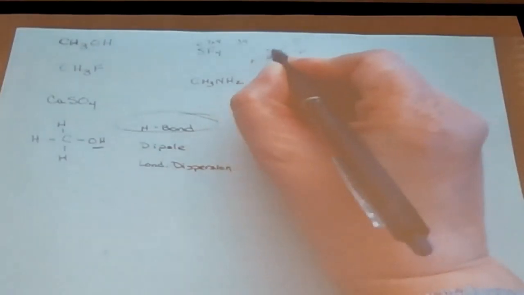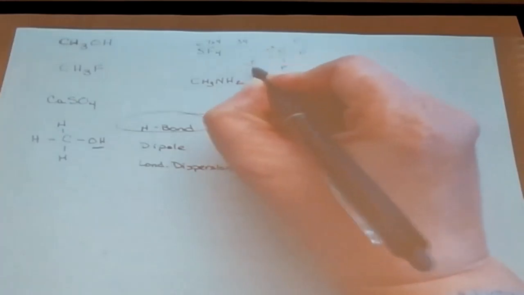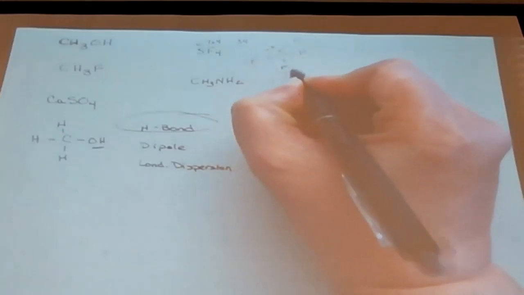a lone pair on my central atom. So what does that tell me? That is polar. Okay, so if you have something that could either be polar or London dispersion forces, then it's a good idea to draw out the structure to see if there's lone pairs there.